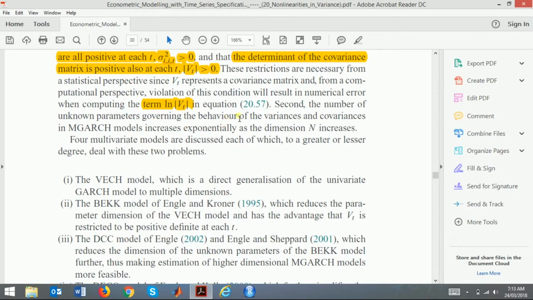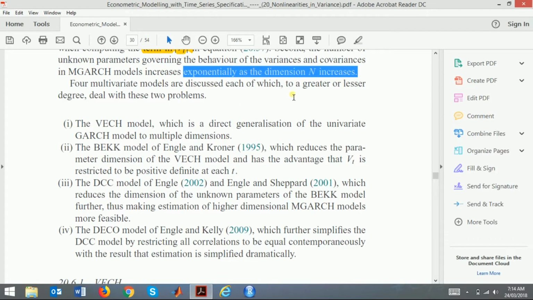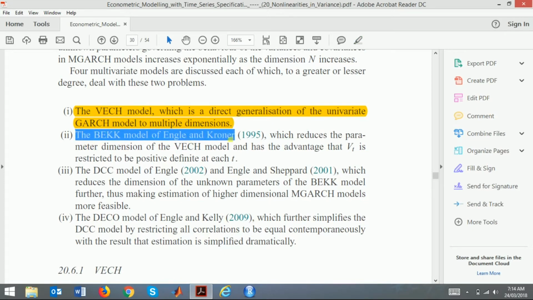Second, the number of unknown parameters governing the behavior of the variance and covariance in the multivariate GARCH models increases exponentially as the dimension increases. So when your dimension increases, unknown parameters increase. Four multivariate models are discussed, each of which to a greater or lesser degree deals with these two problems. The VEC model, which is the direct generalization of the univariate GARCH model to multiple dimensions. So what's a VEC model? It directly generalizes the univariate GARCH model to multivariate.